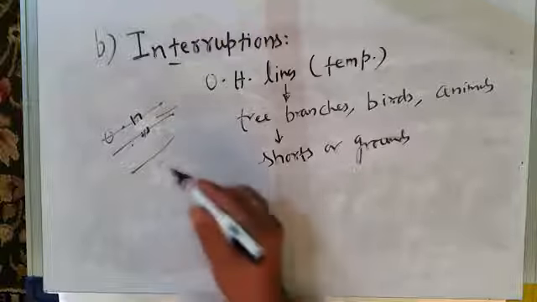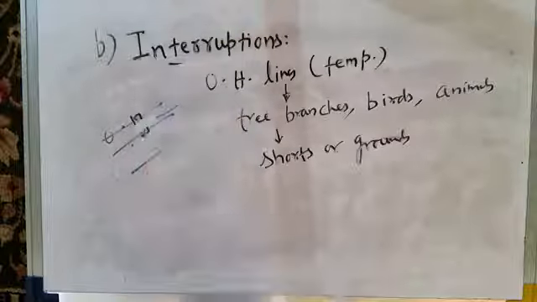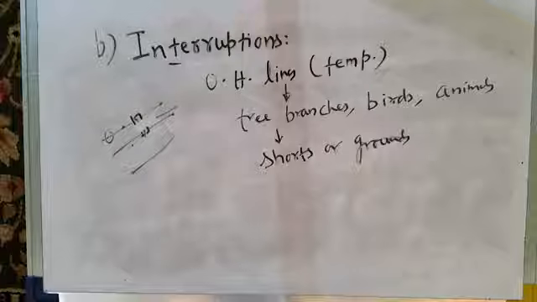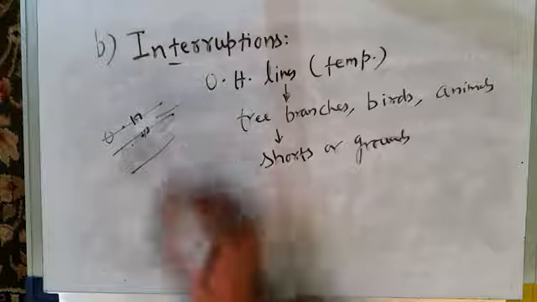Similarly, a bird may result in a short circuit. An animal on the ground may result in a grounding condition. Therefore, tree branches, birds or animals cause shorts or grounds, and because of these shorts or grounds, the protective devices operate, they trip the line, they trip the system, and that causes the interruptions.